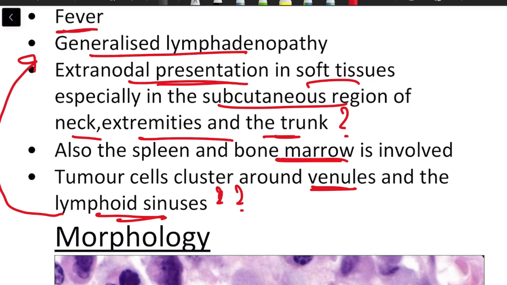So, why the subcutaneous region? These two question marks are the questions I want to answer. If you think and ponder, in the subcutaneous region there are superficial lymphatics, and T cells are those cells which commonly encounter the antigens which are present on our skin. So when these antigens are processed by the Langerhans cells, the antigen presenting cells of the skin, they present them to the T cells.